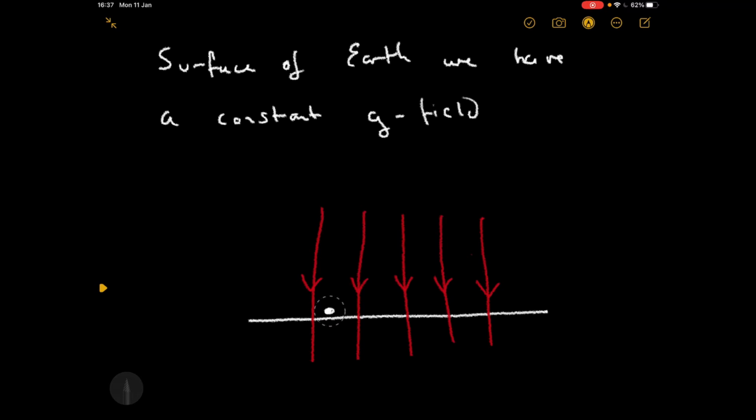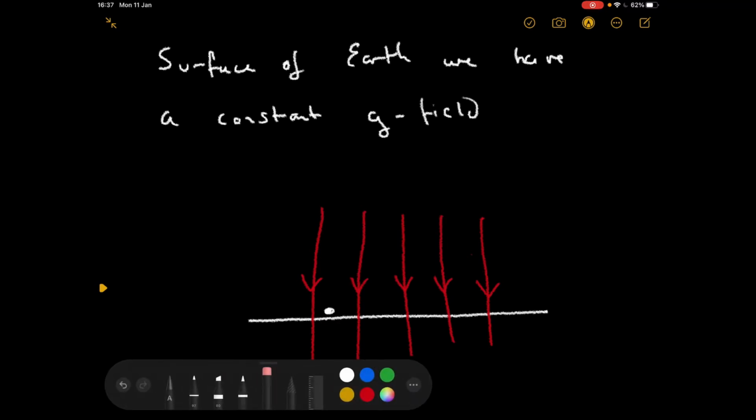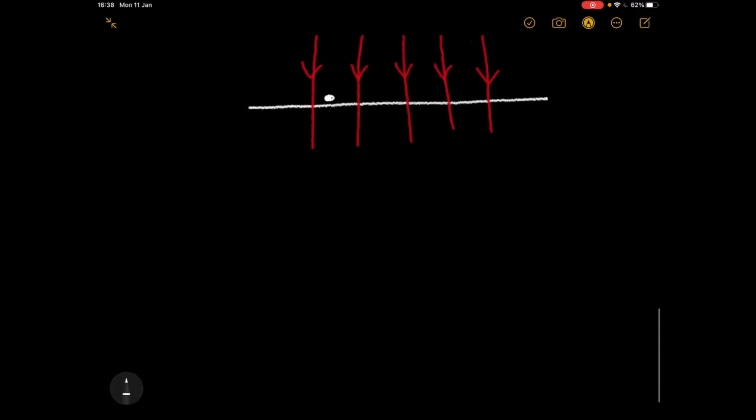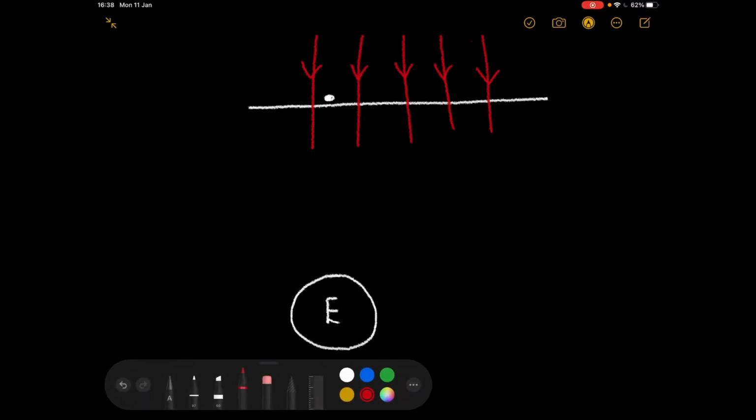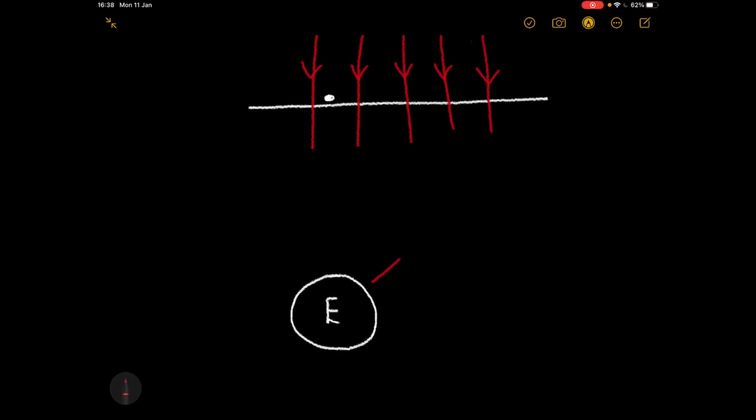Now, if we zoom out, we go to very large things, what we'll get is a radial thing of our strength of gravity. So if we go far enough away from the surface of the Earth, we'll end up with a radial field. Oh God, it looks like sunbeams.